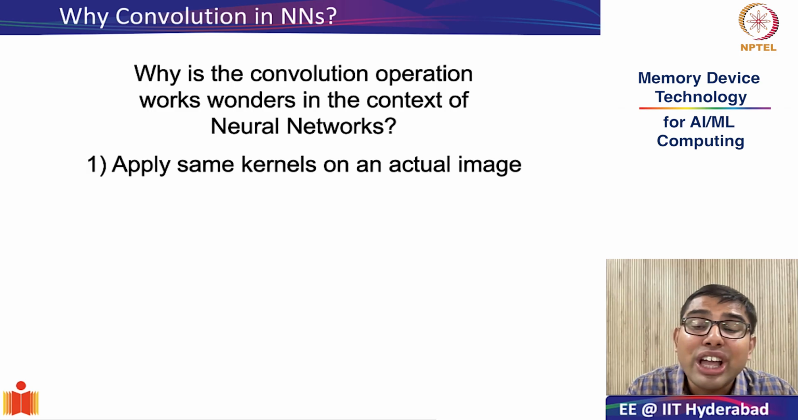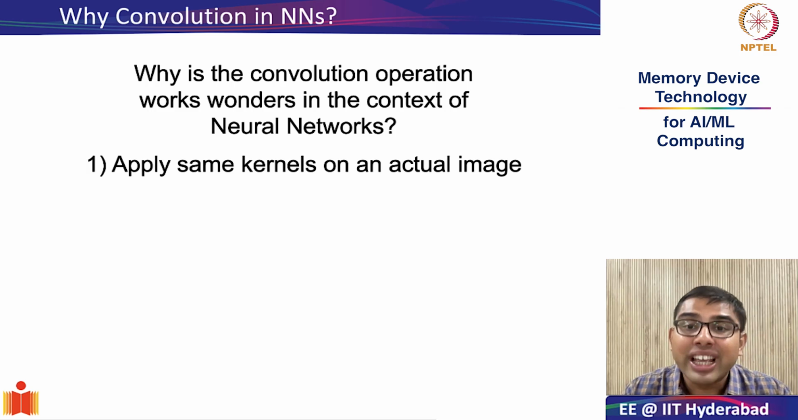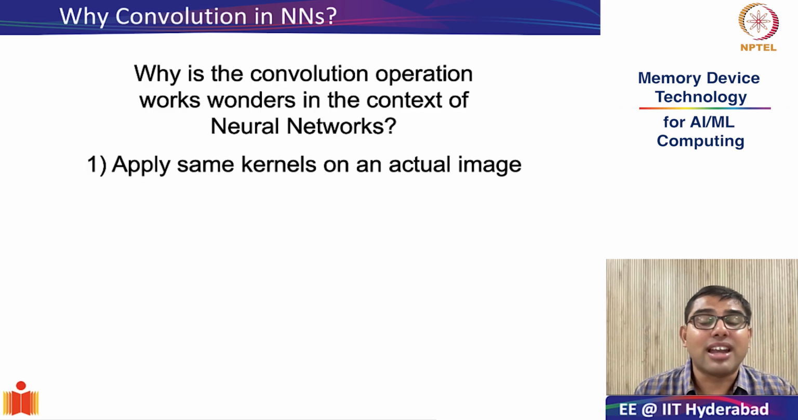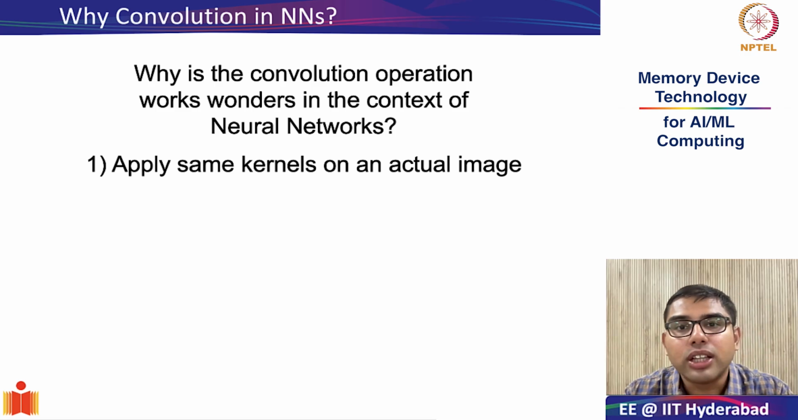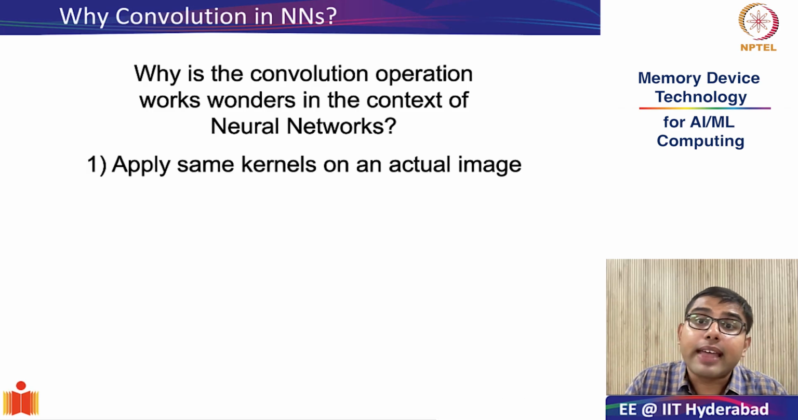So how does the convolution operation that we have seen in this class help in obtaining features from an actual image? That is what we will see in the next class. Along with that, we will also see how the application of the convolution operation reduces the number of parameters and the number of multiply and accumulate operations necessary to do useful image classification.